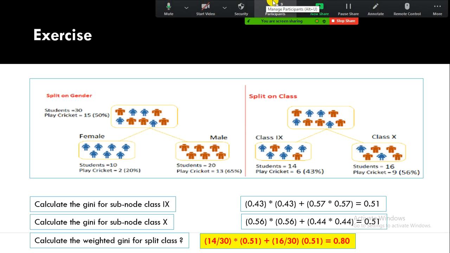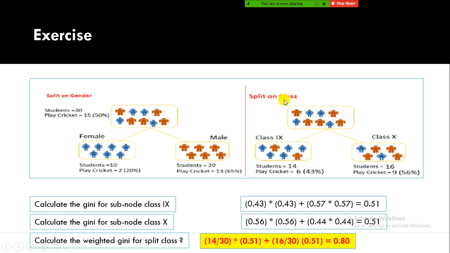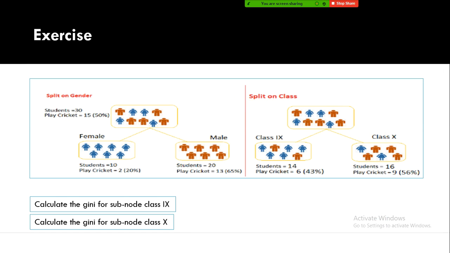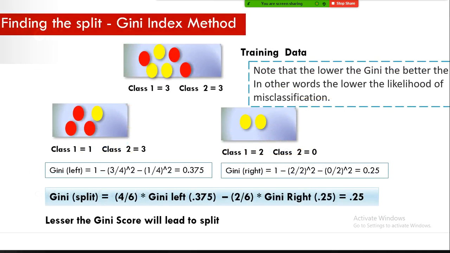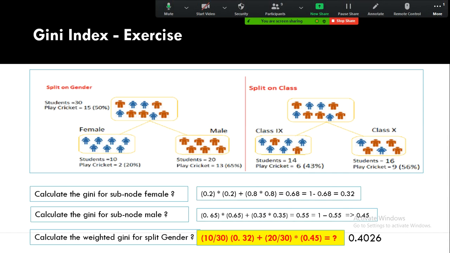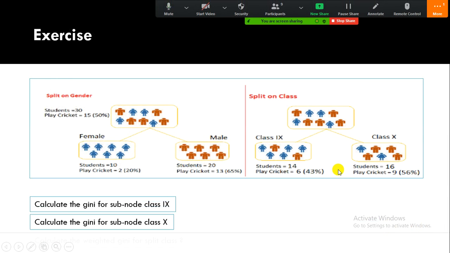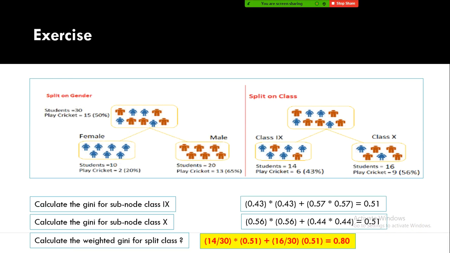Now I am going to ask you a simple question. We computed the weighted Gini for class as well as gender. Of these two, which one is a lesser value? Which one has a lesser value? Obviously gender. Gender, the weighted Gini split value is 0.40. Compared to class, the gender weighted Gini value is much lesser.